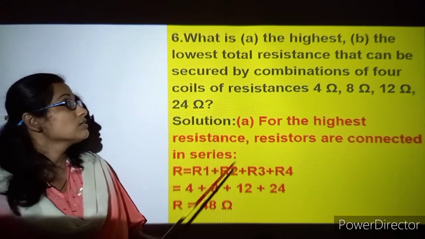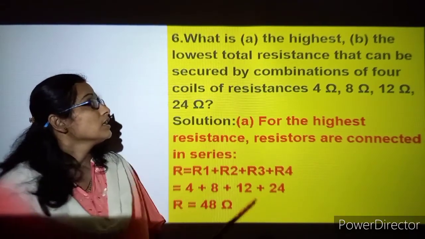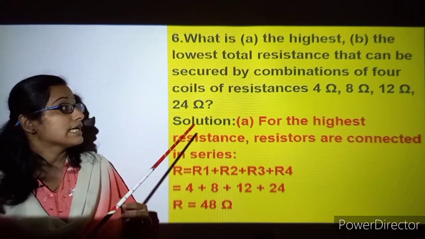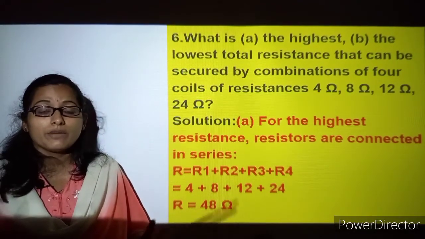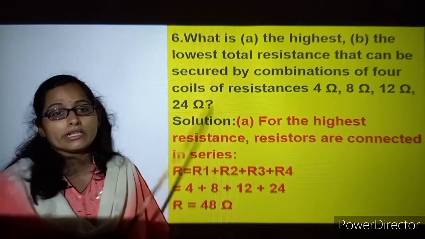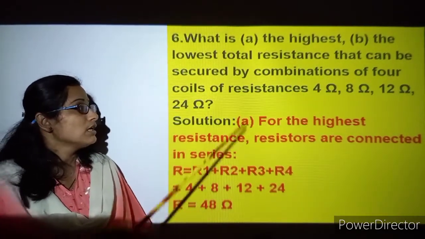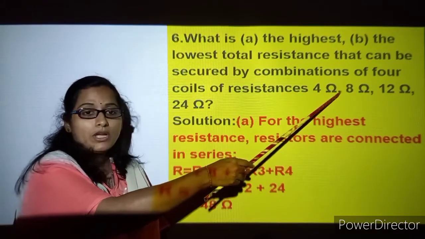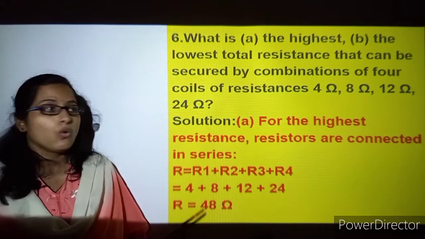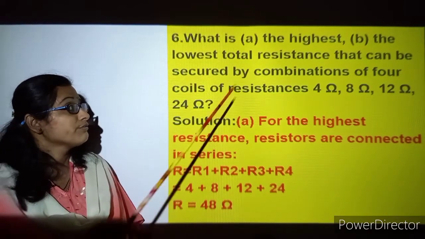What is the highest and the lowest total resistance that can be secured by combinations of 4 coils? What are the 4 coils given as resistances? 4 ohm, 8 ohm, 12 ohm and 24 ohm. So let's start with the first one.